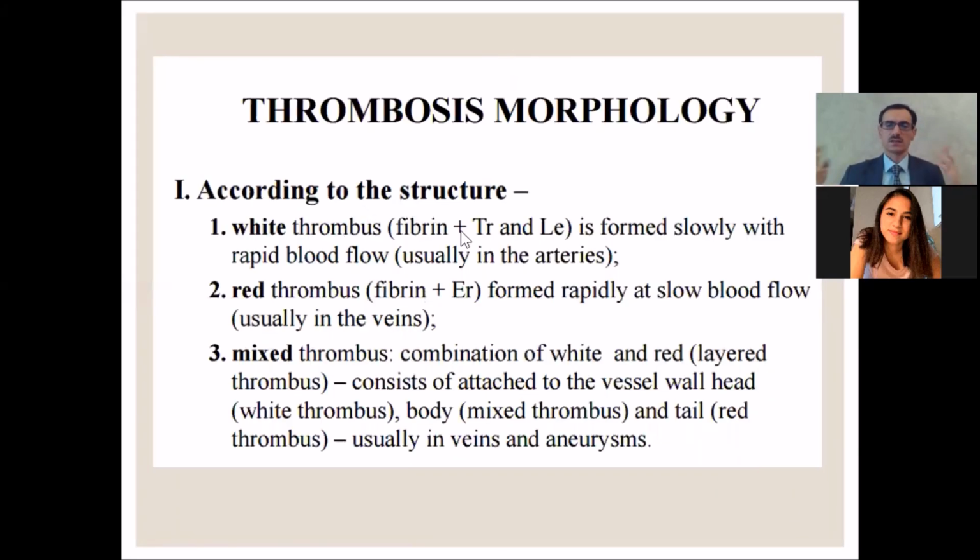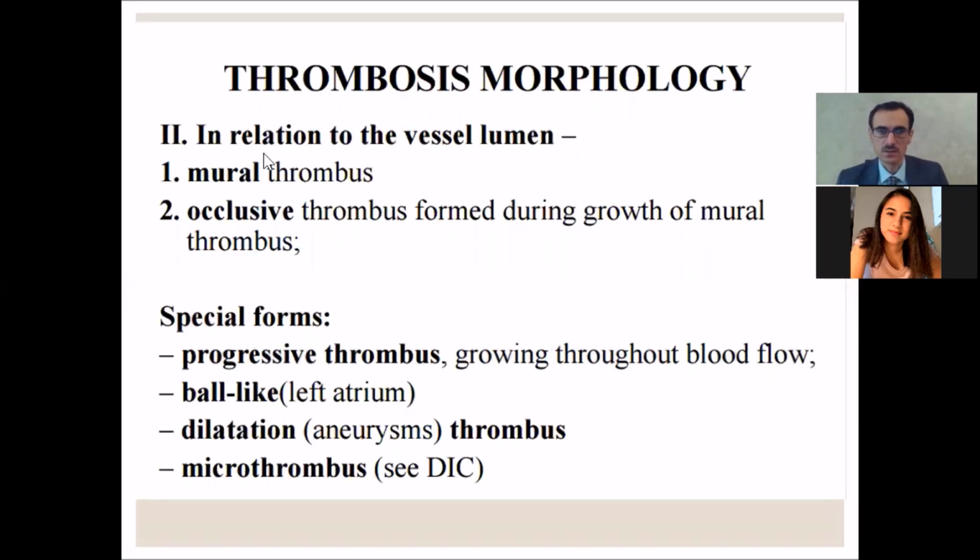So there are 4 types of the thrombus: the white thrombus, in which the leukocytes prevail, the red thrombus, the mixed thrombus, and the hyaline thrombus. In the hyaline thrombus, the proteins are destroyed, and they form the hyaline thrombus. In relation to the vessel lumen, there are mural thrombus and occlusive thrombus.